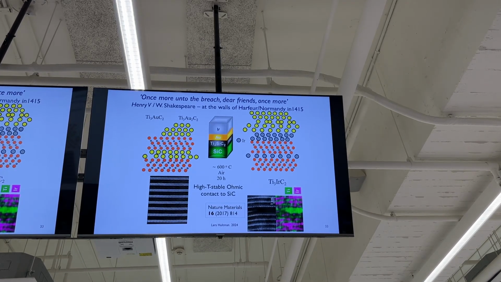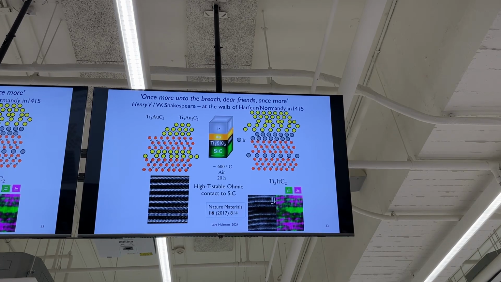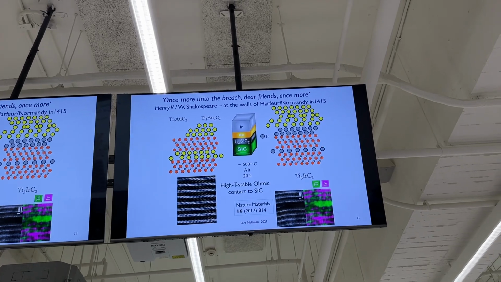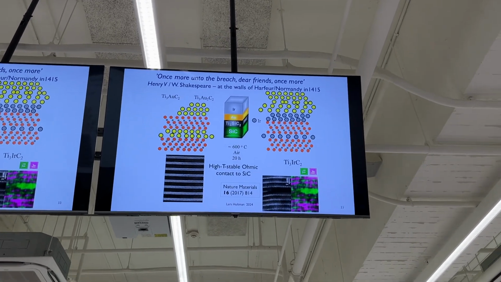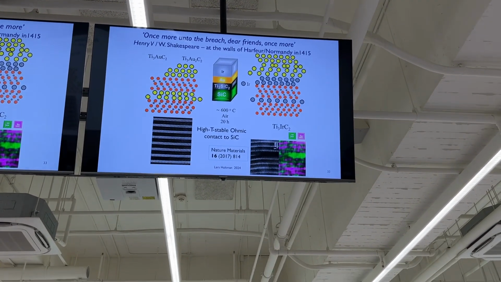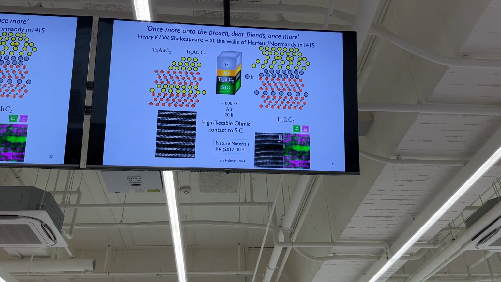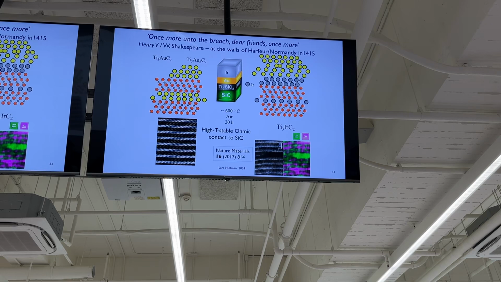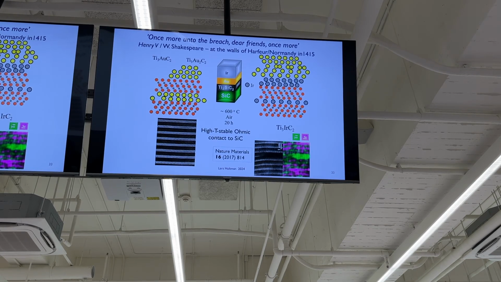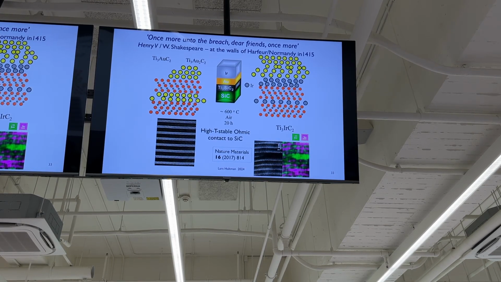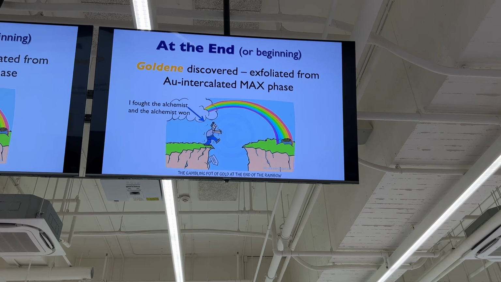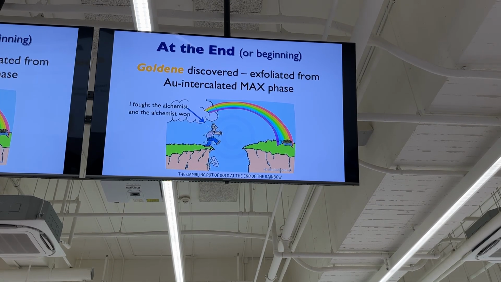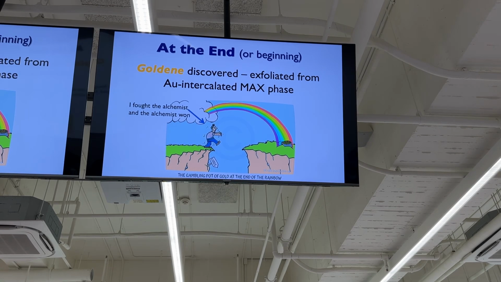At this stage of research, we haven't been able to test or verify that we can etch the silicon carbide here without dissolving the iridium. But it's quite possible that we could have a case of iridiumine, or IBD, name to be determined in the future. So at the end, goldene has been discovered. It is exfoliated from gold intercalated MAX phase.